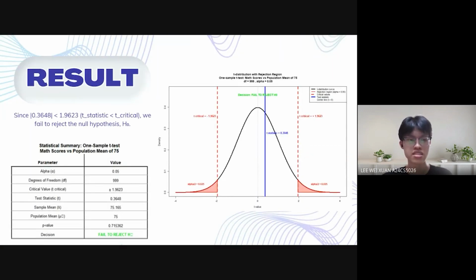So the result we get is, since the test statistic is lower than the critical value, 0.3648 is lower than 1.9623, we fail to reject the null hypothesis. We can see the degrees of freedom is 999. The t critical is 1.9623, and we get a test statistic of 0.3648. The sample mean is 75.165, and the population mean is 75. So we fail to reject the null hypothesis.